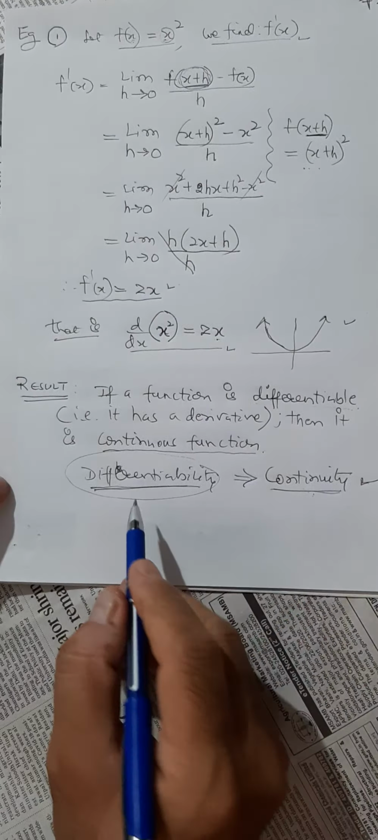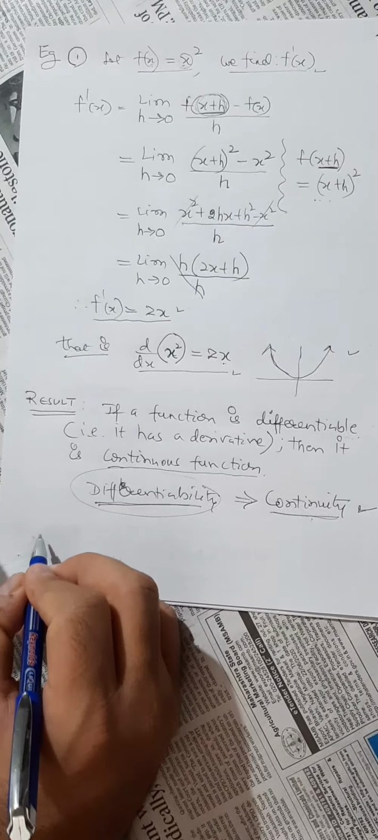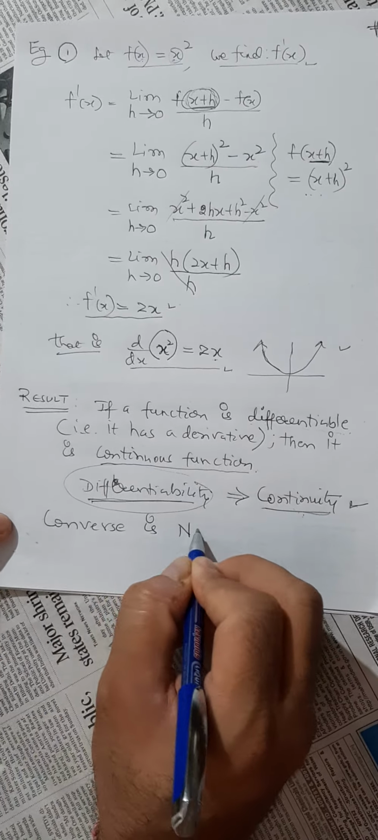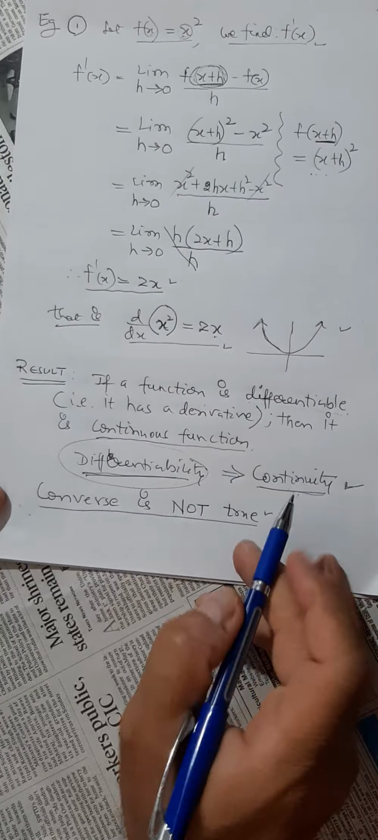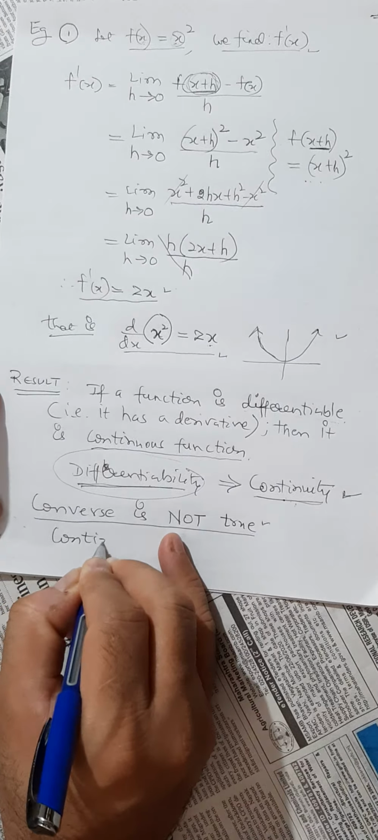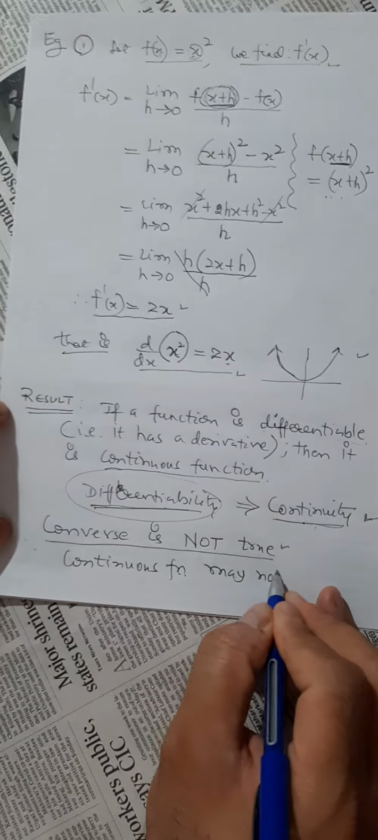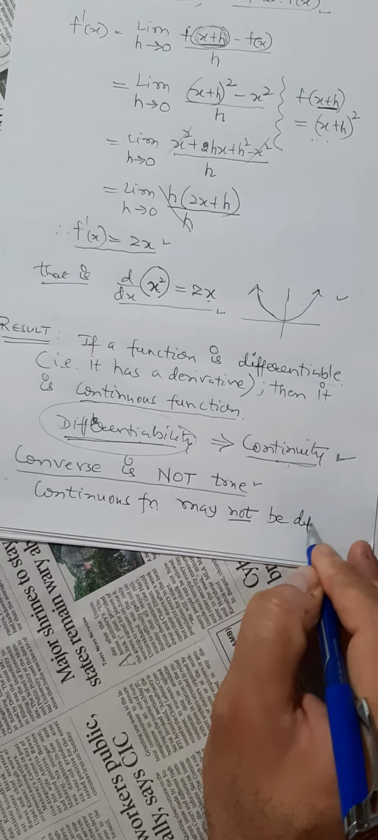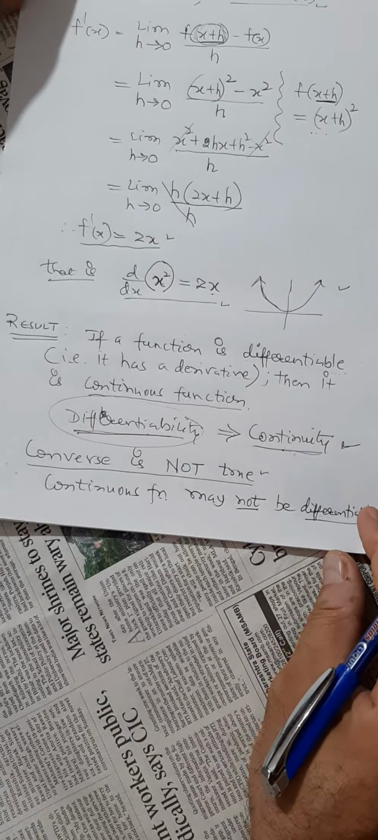Now here the converse is not true, remember. What I mean by the converse is not true is that a continuous function may not be differentiable. May not be differentiable. You cannot guarantee, it may or may not be, remember.